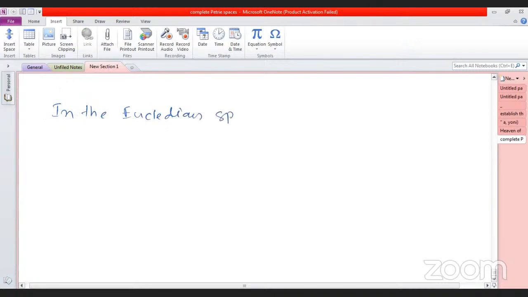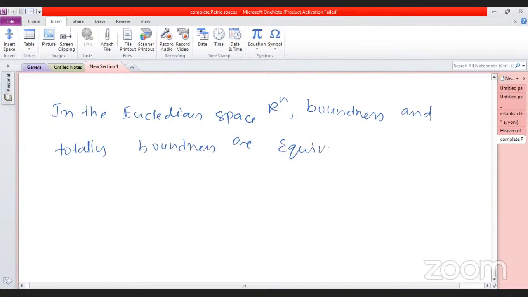Here, R power n, bounded, equivalent. In the Euclidean space R^n, boundedness and total boundedness are equivalent.